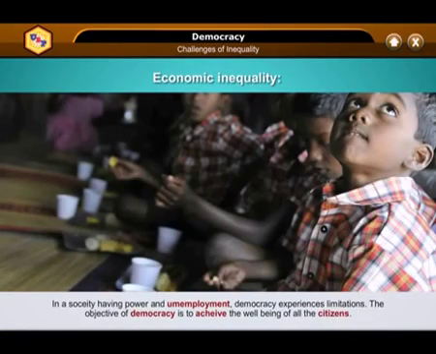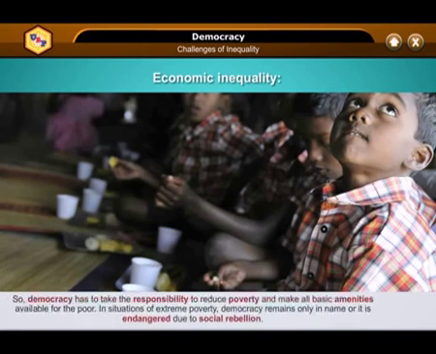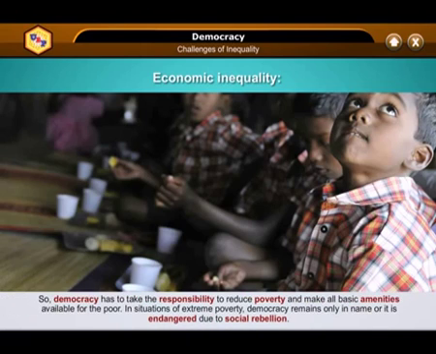Economic inequality. In a society having poverty and unemployment, democracy experiences limitation. The objective of democracy is to achieve the well-being of all the citizens. So, democracy has to take the responsibility to reduce poverty and make all basic amenities available for the poor. In situations of extreme poverty, democracy remains only in name, or it is endangered due to social rebellion.